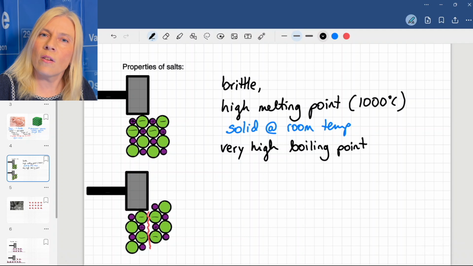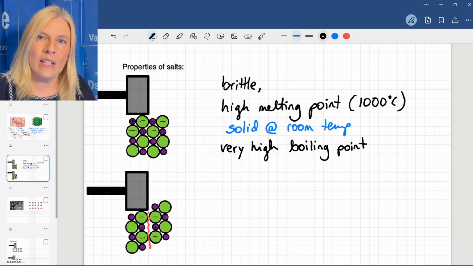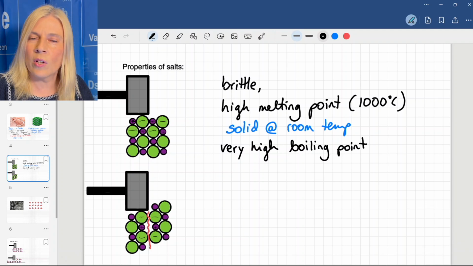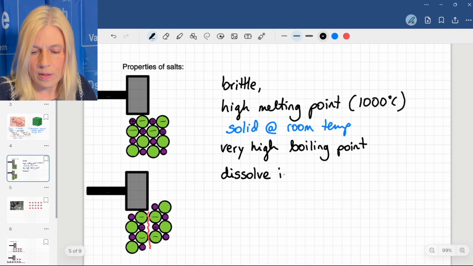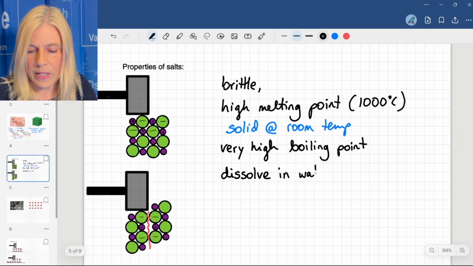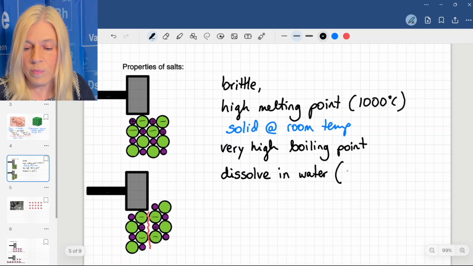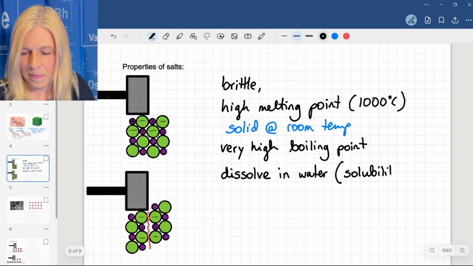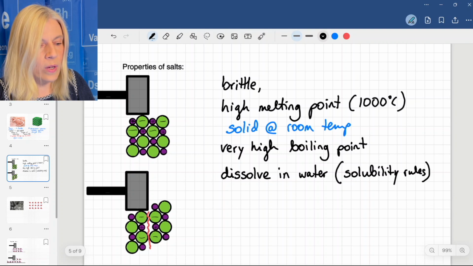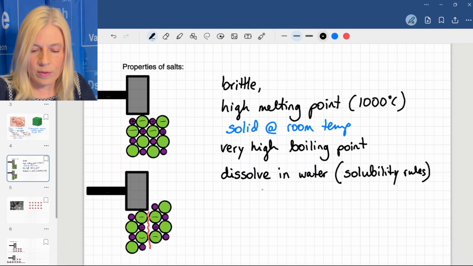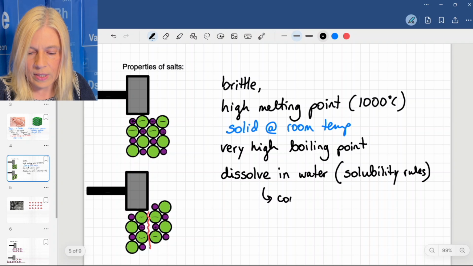They also dissolve in water because they are ions. Water molecules will attack them, and they dissolve in water, most of them. But I'm just going to say check your solubility rules. And when they do dissolve in water, they will conduct electricity.